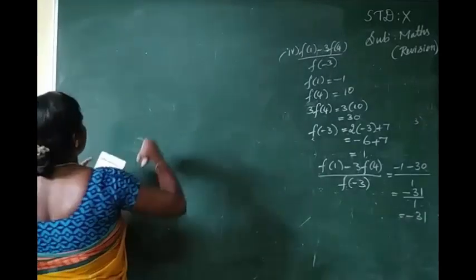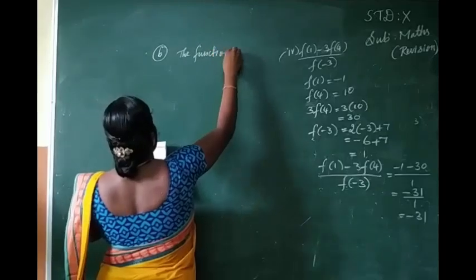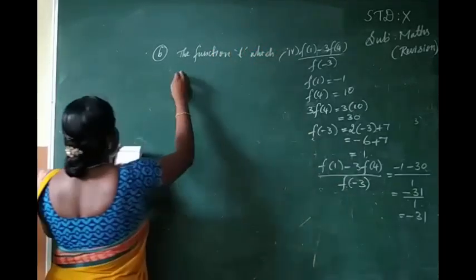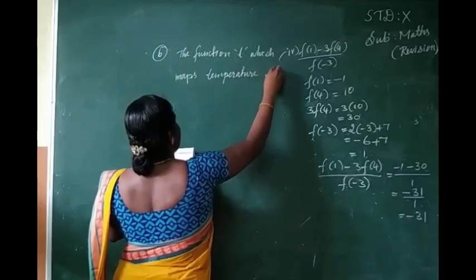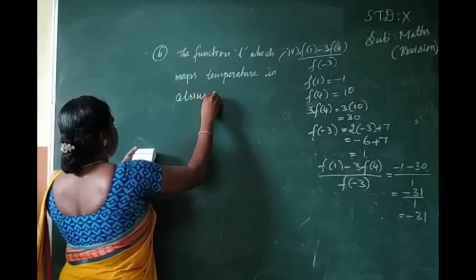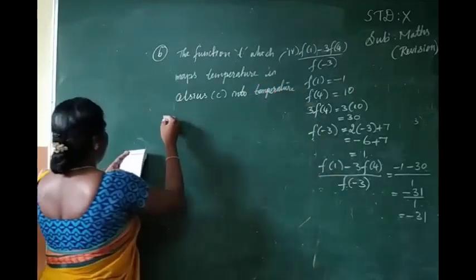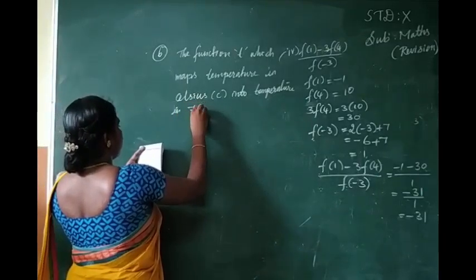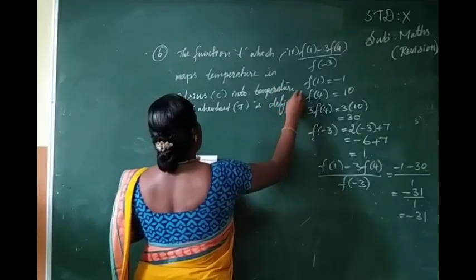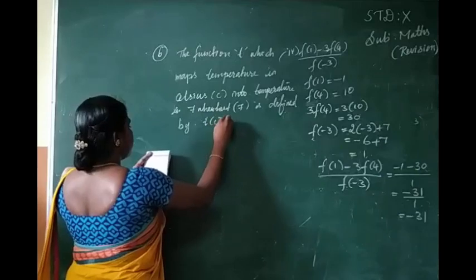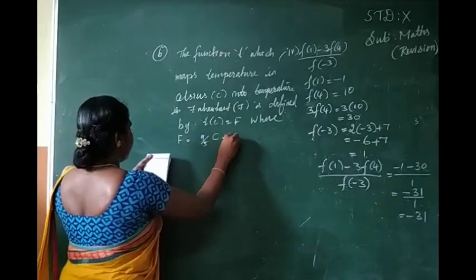Next problem. Number 6. The function T which maps temperature in Celsius C into temperature in Fahrenheit F is defined by T of C equal to F, where F equal to 9 by 5 C plus 32. Find.